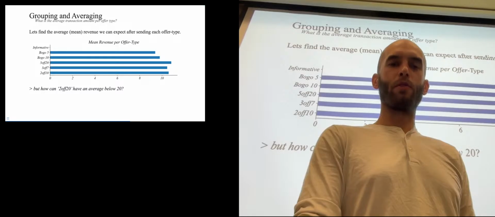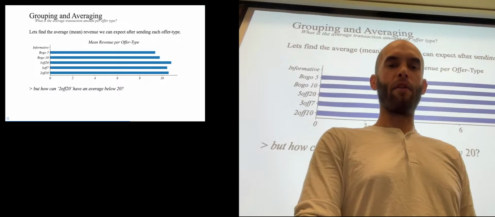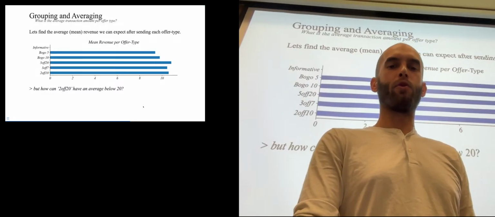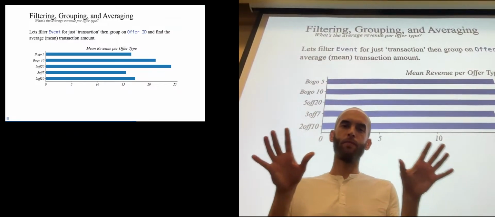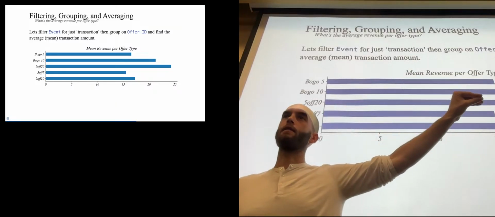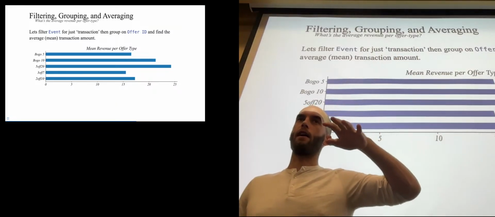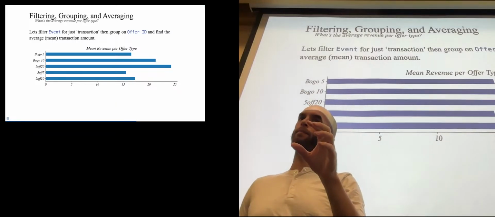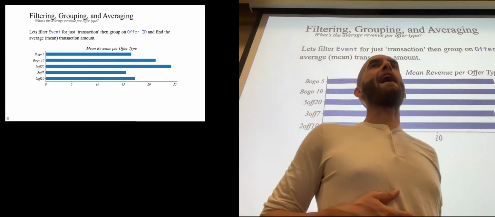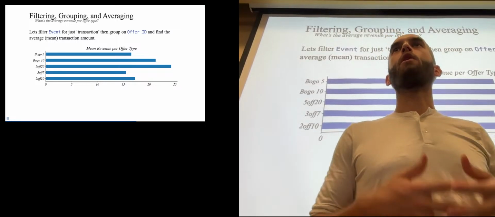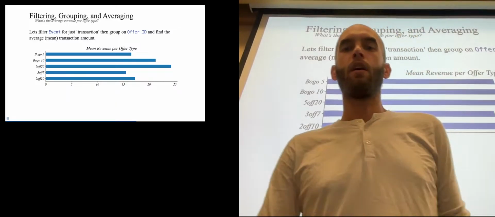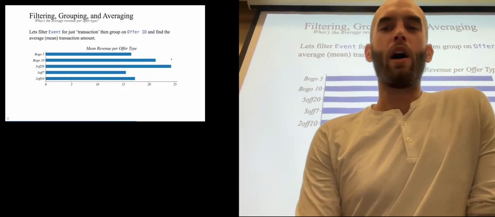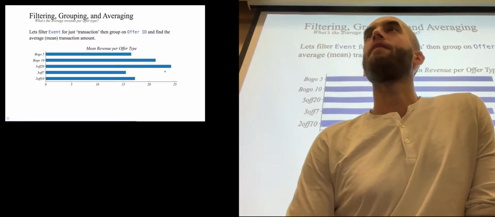So this is the sort of strange part with what we've done here. This should say 5 off of 20. 5 off of 20 should be above $20 in this case. So here what I've done is I've filtered for only the transactions, and then within that filtered data set, I've grouped by offer ID. And then I've constructed an average of the revenue within that offer ID. So 3 steps here. And with this one, you can see we do have an average that's above 20, as you might expect.